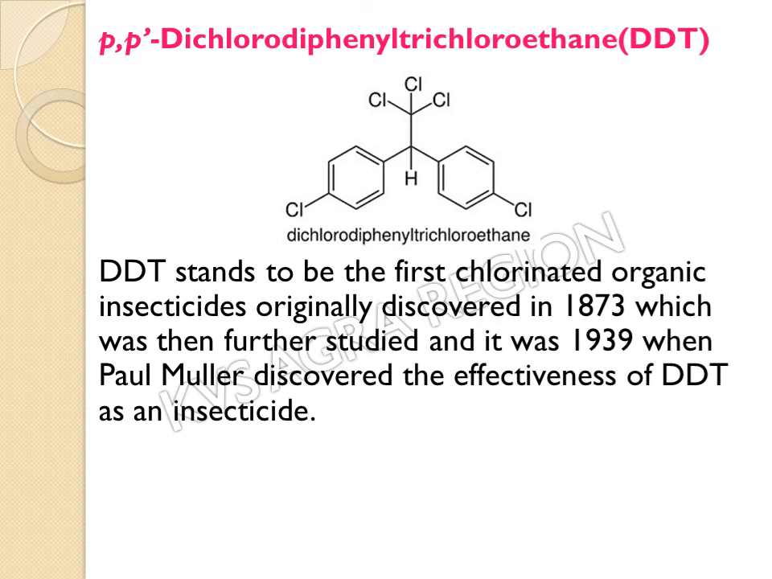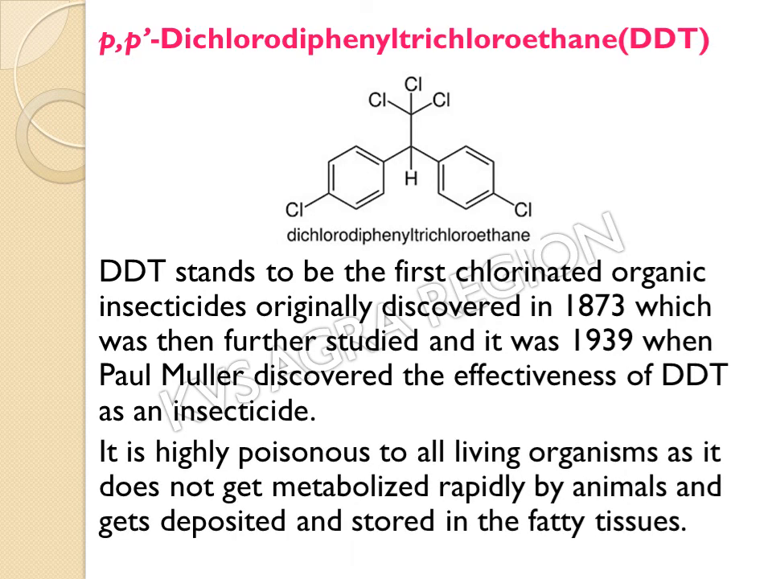1939 when Paul Muller discovered the effectiveness of DDT as an insecticide. It is highly poisonous to all living organisms as it does not get metabolized rapidly by animals and gets deposited and stored in the fatty tissues. Now its use has been banned.